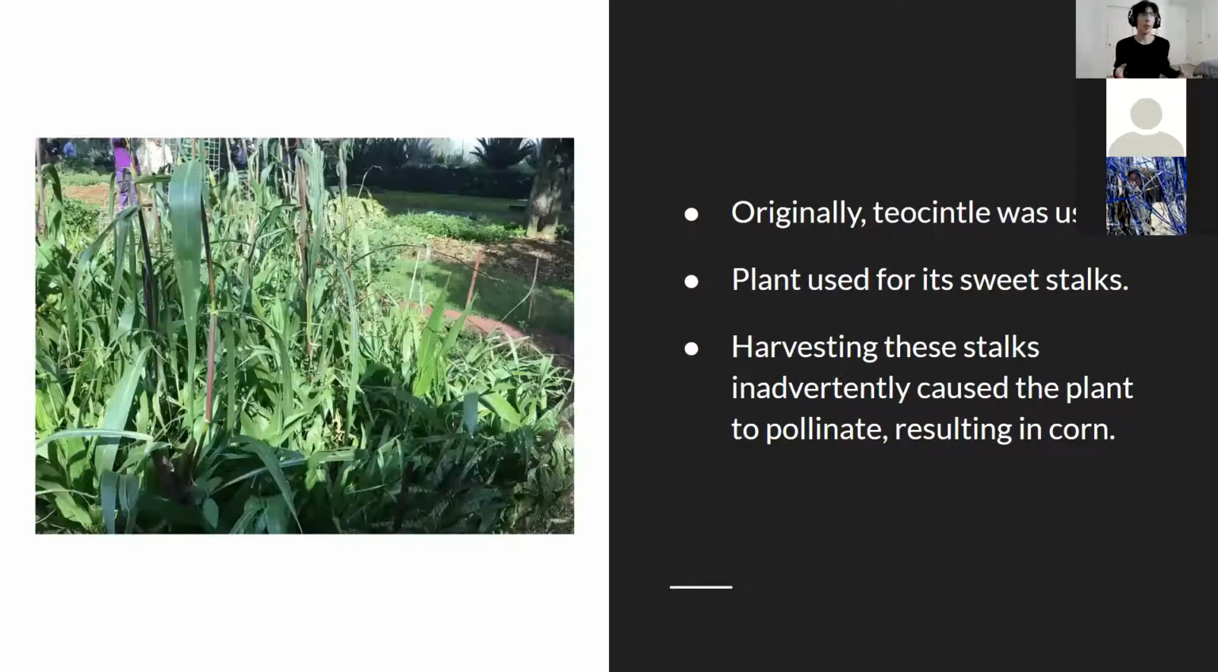And now, what's different from today's tamales to tamales back then was that they had not yet discovered corn. So instead of corn, they used a plant called teosinte because it had a sweet stalk, which is this thing here. However, when they harvested these stalks, the plant was pollinated, and from that, corn grew.